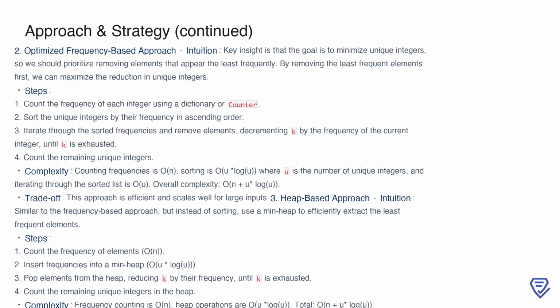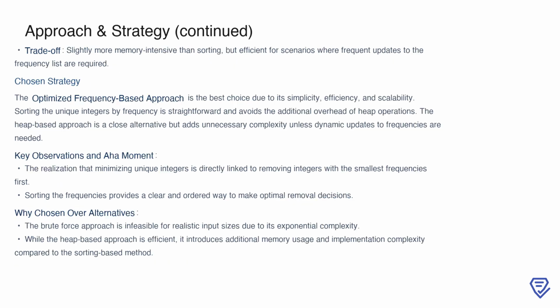for large inputs. Another variation is the heap-based method, which uses a min-heap instead of sorting to extract the least frequent elements efficiently. The heap-based approach operates similarly to the frequency-based method but with a slight variation. Here, after counting the frequencies of elements, we insert these frequencies into a min-heap.